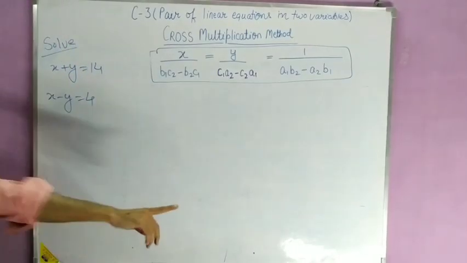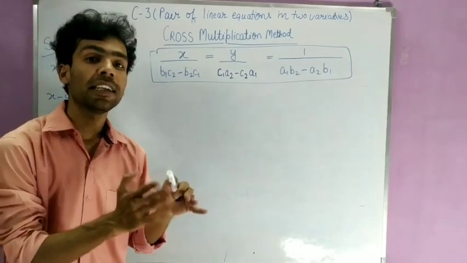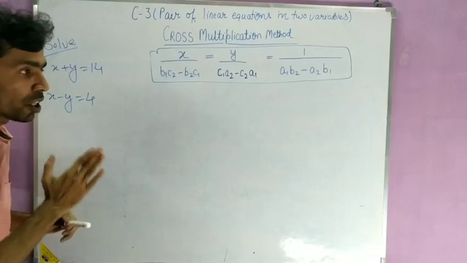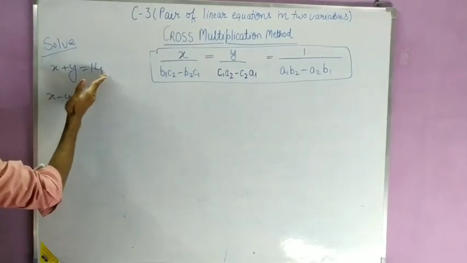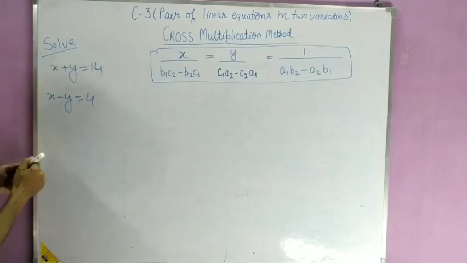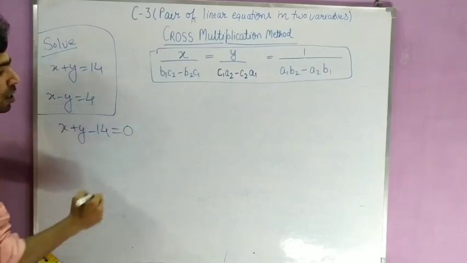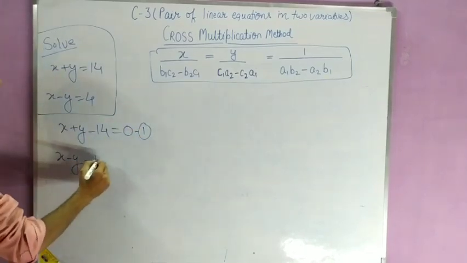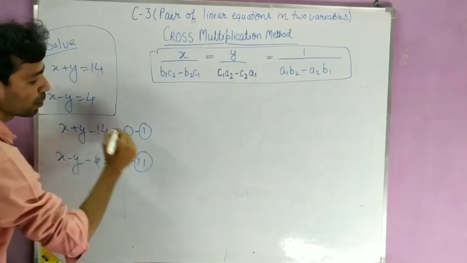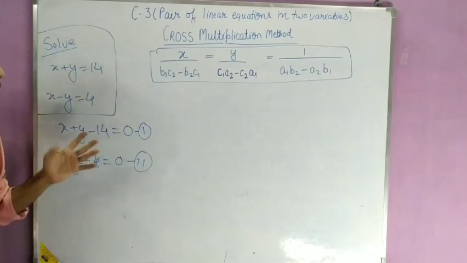Okay, so what I told you in the starting, whatever equations are given, first write it as general form. So in general form, all the things in the left side, so what we will do, we will transfer both numbers in this side only. So what we can write, x plus y minus 14 equal to 0. This is our equation number 1, and x minus y minus 4 equal to 0. This is equation number 2. So we have represented these two equations as general form.